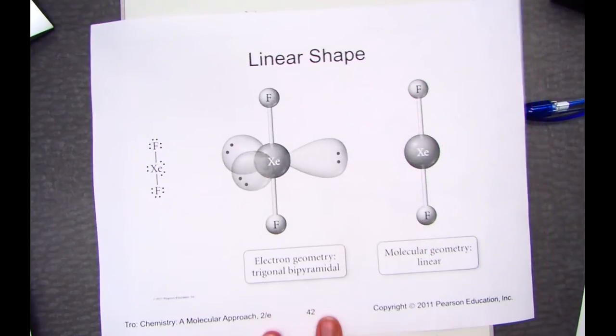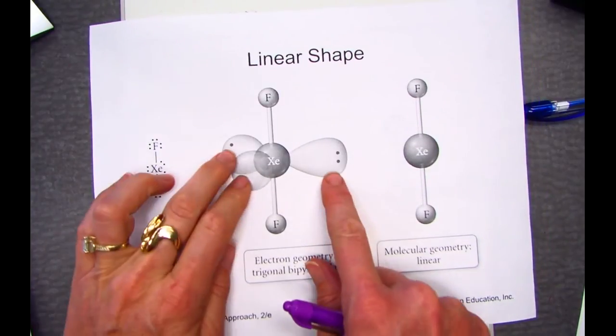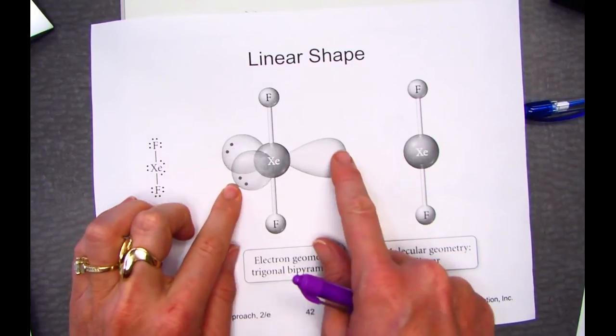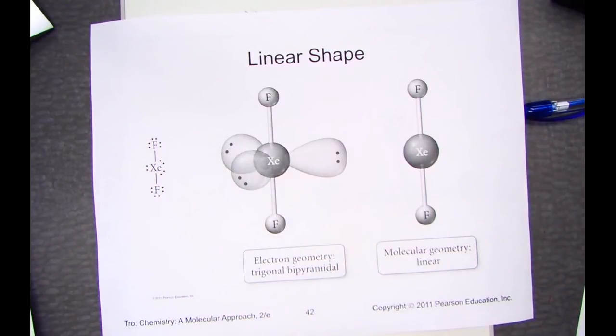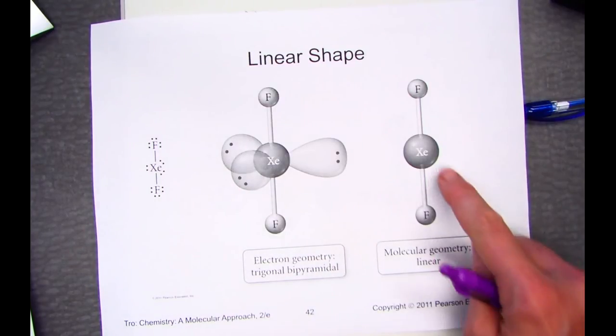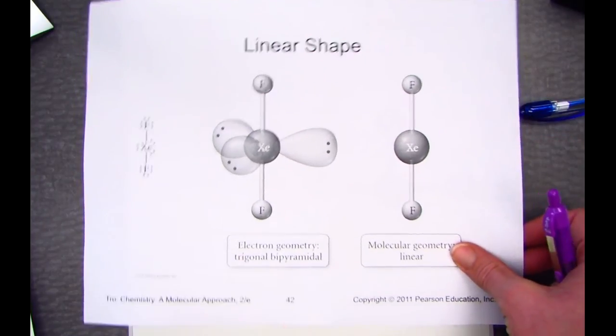If it's linear, we had three electron domains that are unbonded. And again, all three are taken from the equatorial position, giving us a 180 degree angle between the two that are left in the axial position. Xenon difluoride would be an example here.